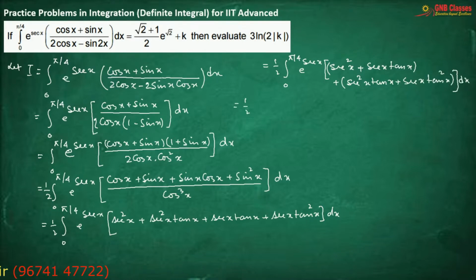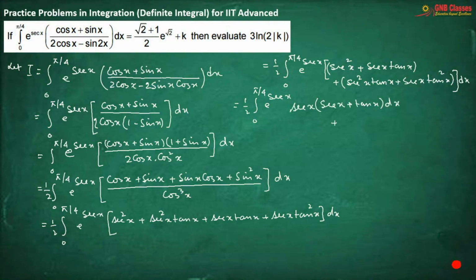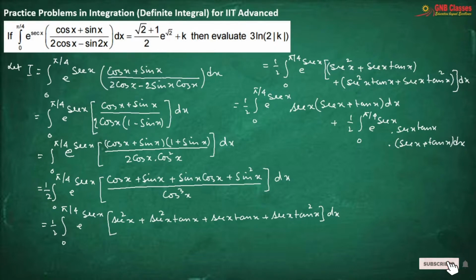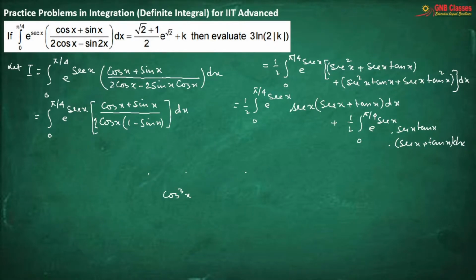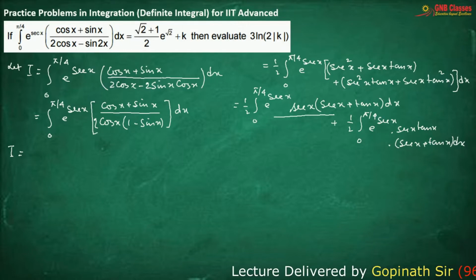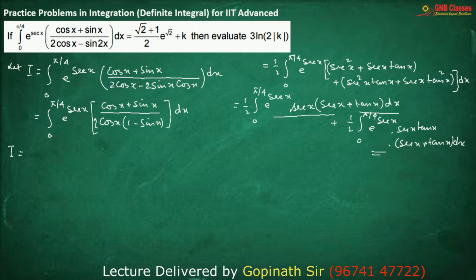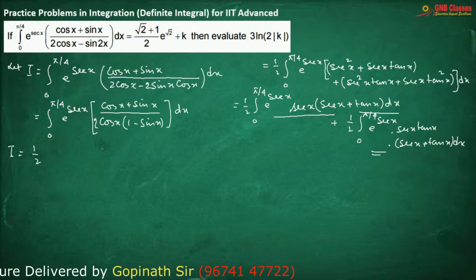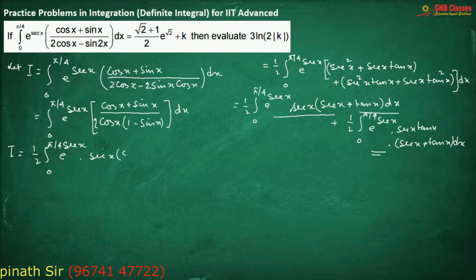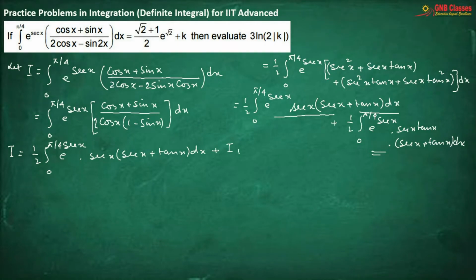Is it clear? Now I am separating with e to the power sec x. Is it clear? Let me rub this portion. Therefore, our integration becomes this: I am integrating the first integral, leaving the second integral as it is. Just check it. I am writing the second integral as I1. Now I am doing it separately.